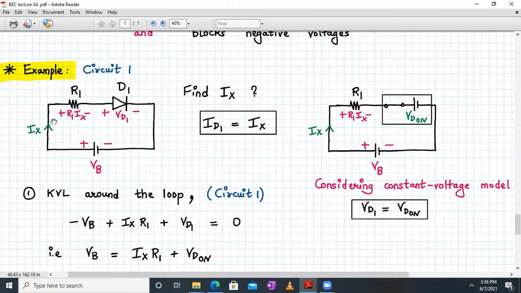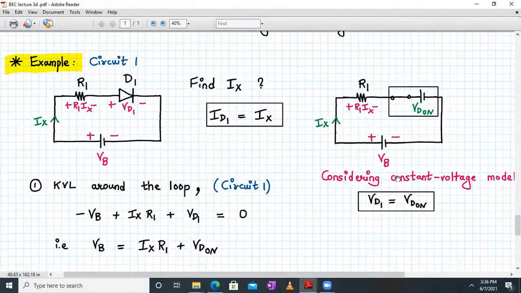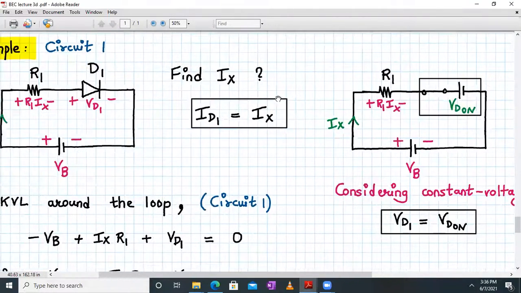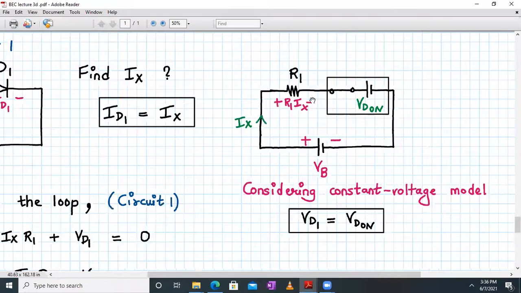So over here, same circuit, wherein we have to find the current Ix. The external voltage applied is VB. So the voltage drop across R1 will be R1 Ix, and the voltage drop across diode D1 is VD1. Okay, so whenever we say we will use a diode model, wherever you use the symbol of a diode, we'll replace that with a model. So let's say we are using the constant voltage model. So what are we doing? We are replacing the diode with its equivalent circuit.